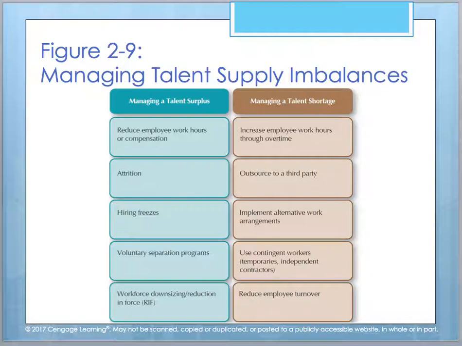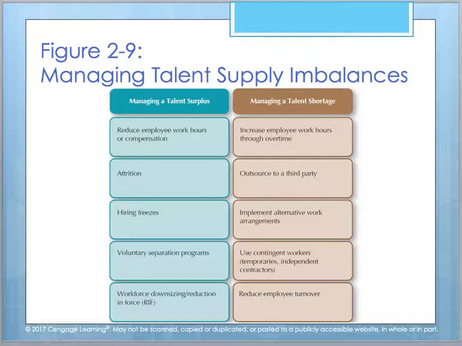How we go about managing these imbalances is that we can have a surplus or a shortage. And with the surplus, you can reduce employee work hours or their compensation. You can create hiring freezes to prevent any more employees from being hired. You can also downsize or reduce the in-force of your team.